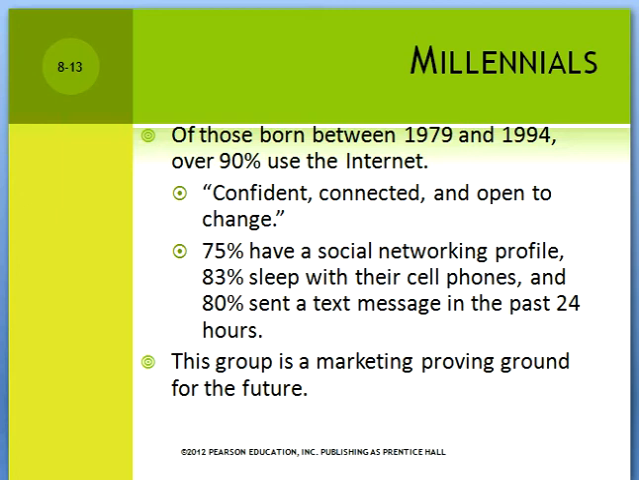75% have a social networking profile, 83% have their cell phones with them, and 80% sent a text message in the past 24 hours. So as you can see, they are very comfortable with the technology. They're using technology quite often, and this is a very interesting segment for the marketeers. This group is the marketing proving ground for the future. In other words, once you target them and you are able to satisfy their needs, then as they grow older, they would still stick to your products.